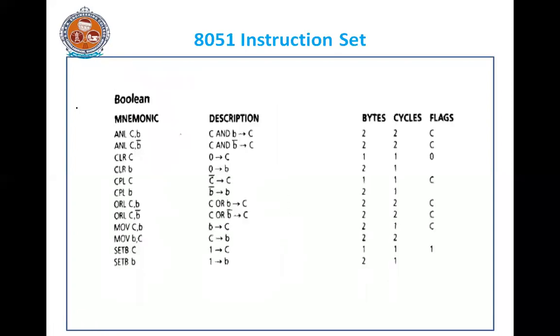And the next one is Boolean operations. For Boolean operations, you can use ANL, CLR, ORL, MOV, SETB. These are the different Boolean operations that can be performed in the 8051 instruction set.